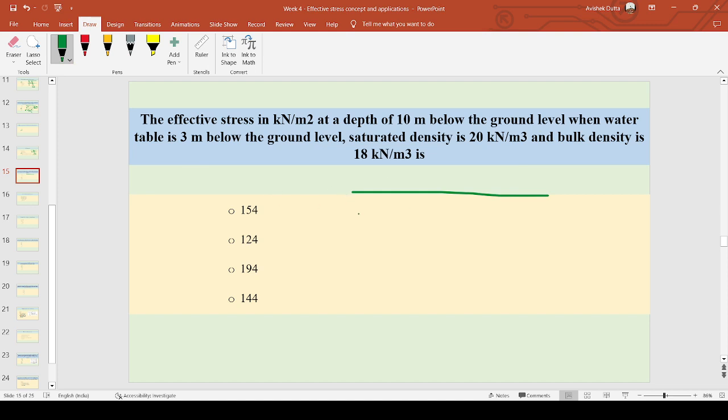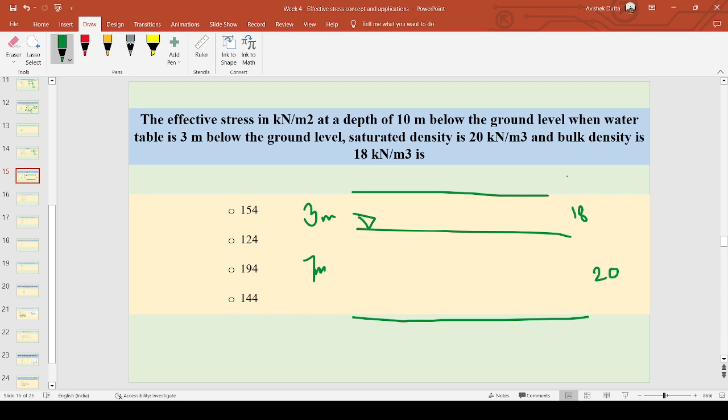So this is the ground level. Water table is 3 meter below the ground level, and to find out the pressure at the depth of 10 meter, this is 7 meter and this is 3 meter. So bulk density is 18, saturated density is 20. Nothing is given over here, so we'll consider gamma w equals 10 kilonewton per meter cube.